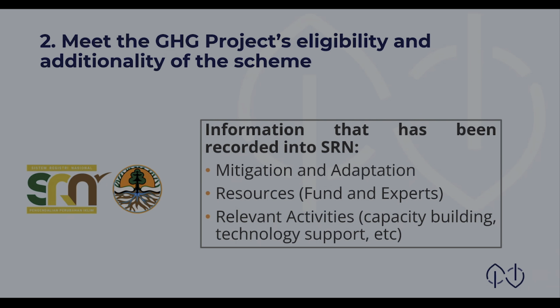The second is how we can actually produce this PDD. This is taken from the SRN PPI. This is the basic information that needs to be recorded and input within the PDD in SRN Indonesia: what kind of mitigation and adaptation activities, what are the sources of the funds and how much, who are the experts within the team, and relevant activities, like whether there will be any capacity building, what kind of technology support, etc. This is the information that needs to be input within the PDD in Indonesia. So next slide.